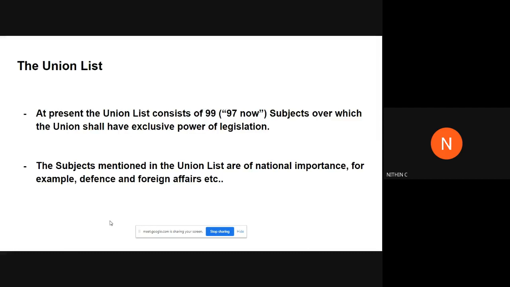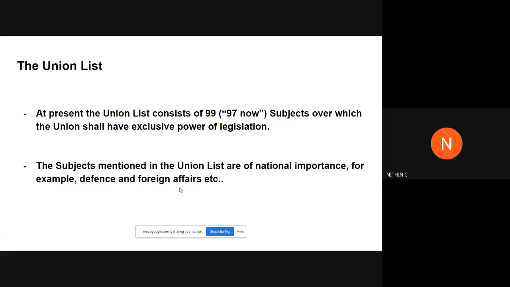What is union list? At present, the union list consists of 99 subjects. 99 subjects, and subjects means matters. We will be having them in numbers. Right now it's 97 through an amendment, as two have been removed. So right now we are just having 97 subjects, over which the union shall have exclusive power of legislation. The subjects mentioned in the union list are of national importance, for example, defense, foreign affairs, etc.